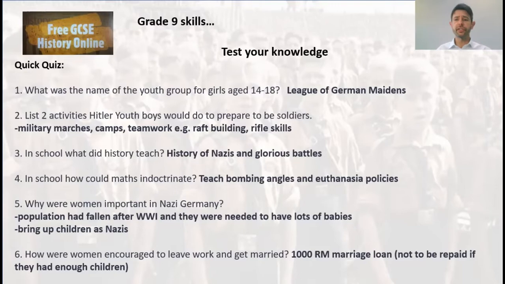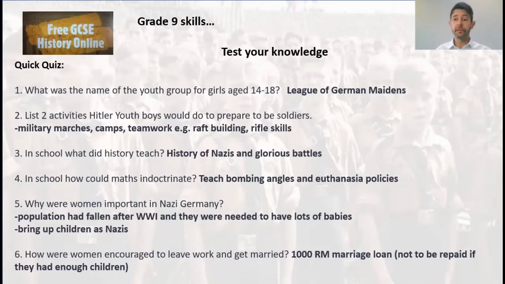In school, how can maths indoctrinate and brainwash people? Well, there's obviously the brainwashing towards euthanasia. So the famous question about how much money was saved if they should not pay for the care of disabled people. There's also the famous question from textbooks about the bombing angles, working angles out by trying to bomb a place. So first, question 5, sorry, we're looking at ideas of women and why were women important?